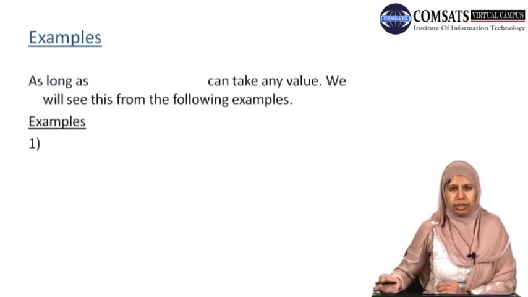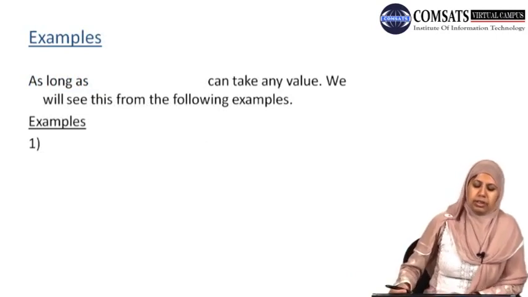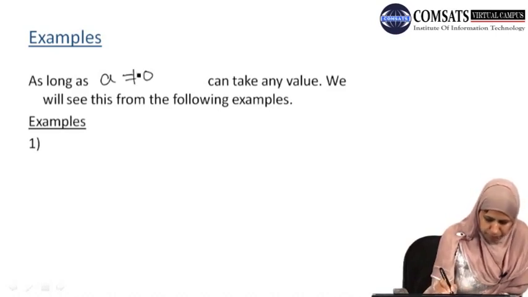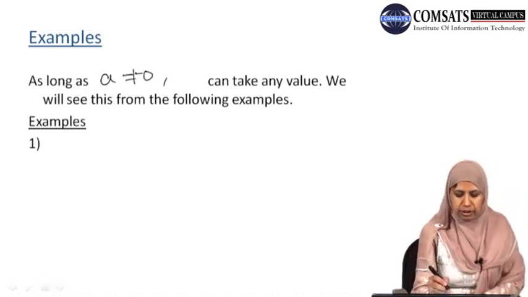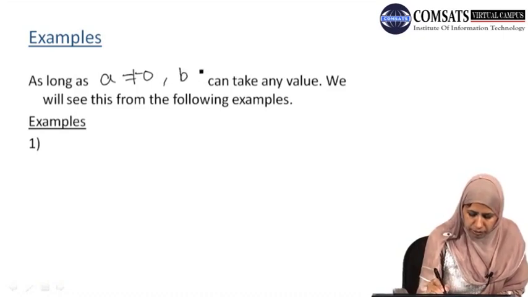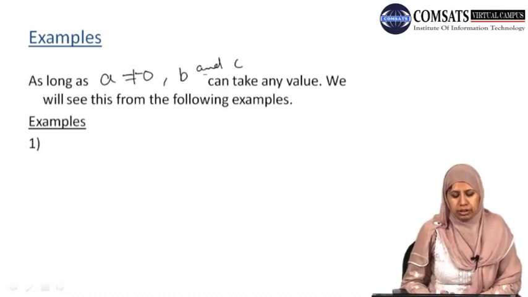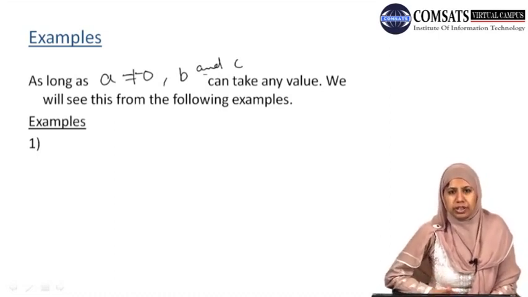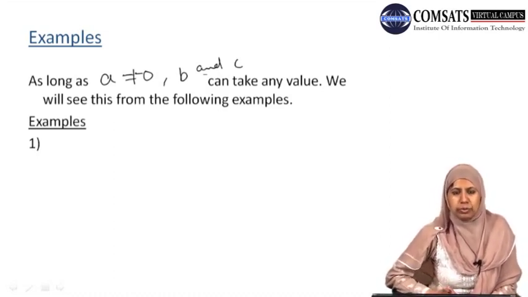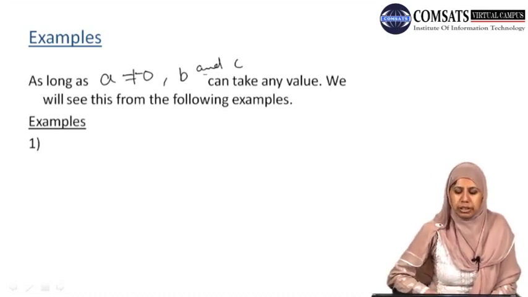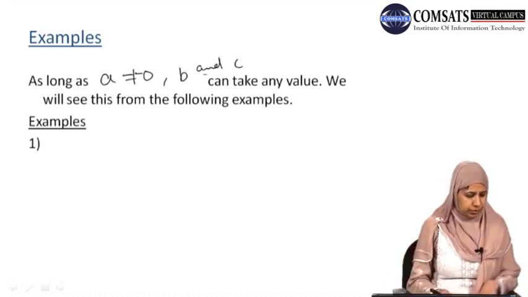Now let's have a look at some examples. Then we have a condition that as long as the coefficient a is different from 0, the other coefficients b and c can take any value. We have only one restriction on the coefficients, that a should be different from 0. There is no condition on the other two coefficients b and c. They can take any value. What do we mean by this?